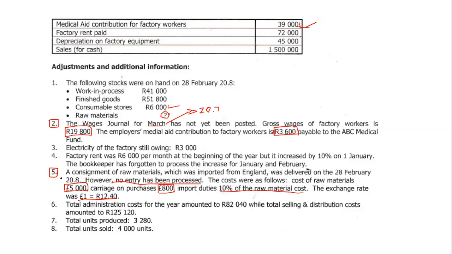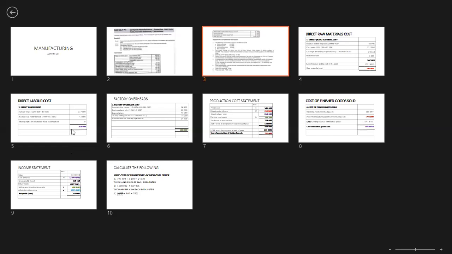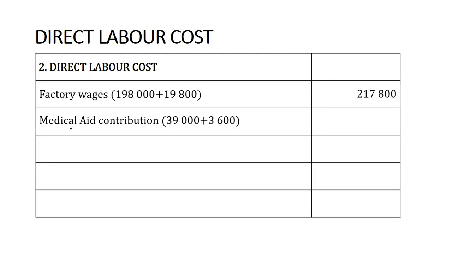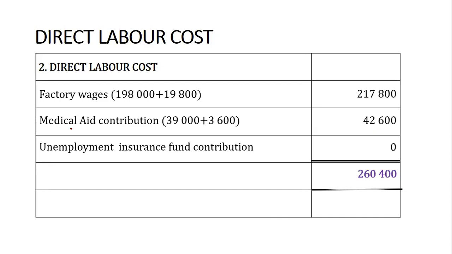Yes. Okay. So that 39,000 will be added with this 3,600 because that is for medical aid, and all of that will go to our direct labor. Are we still good? When you add them together, it will give you 42,600. We don't have any contributions by the employer. So our net balance will be 260,400. Any questions? No. We good? Yes.